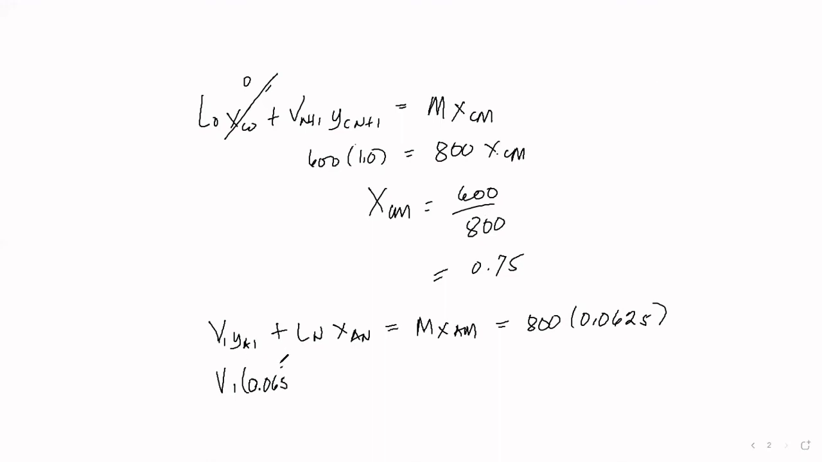So 0.065, your LN here is your 800 minus V1, because the sum of these two would also be 800. Then you use the XAN that is stipulated in the problem, which is 0.03. Now the value here of 800 times 0.0625 is 50. So from in here, you'll be able to get V1. When you have V1, LN will follow. Okay, so that's it. You use the compositions that you were able to read from the graph, and you go back to the material balance again.